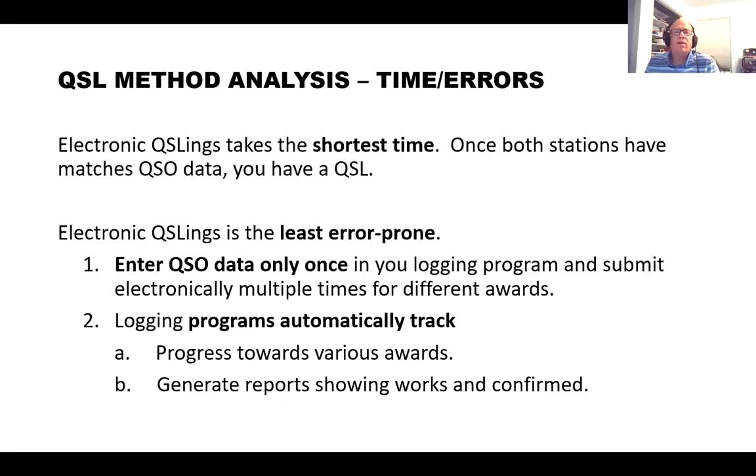Electronic QSLing takes the shortest time. Once both stations have matched, you have a QSL. Electronic QSLing is also the least error prone. You enter your data only once in your logging program. You submit electronically multiple times for different awards or different electronic logs, and away you go. The logging program automatically tracks progress towards various awards and generates reports showing your worked and confirmed.